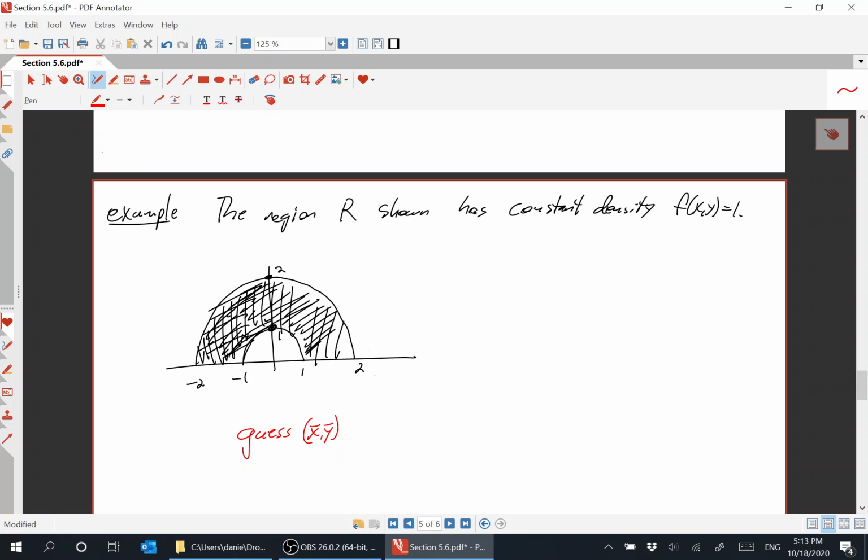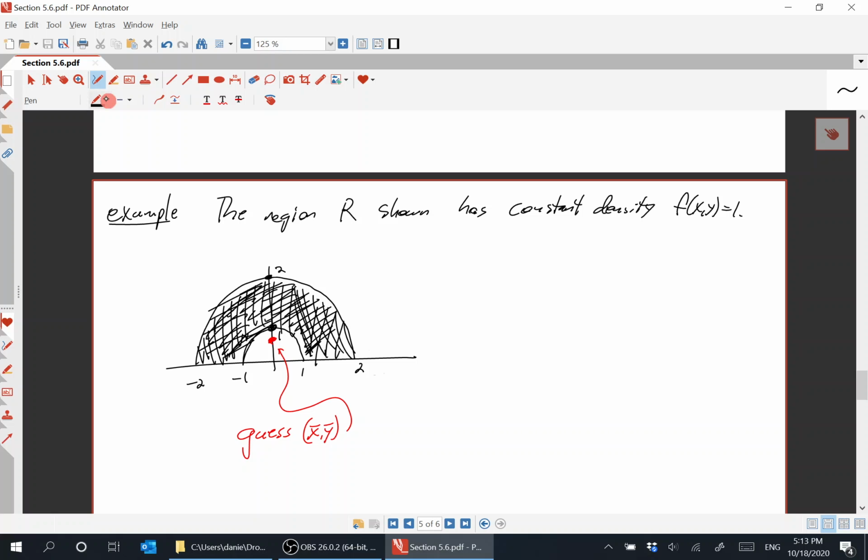Intuitively, it turns out that it's actually a little bit less than 1. So x bar is 0 from an intuitive standpoint. That's absolutely clear. But y bar, whether it's bigger than 1 or less than 1, we'll see. I did the calculation already. It'll be kind of close to 1 for sure, but it actually winds up being less than 1.